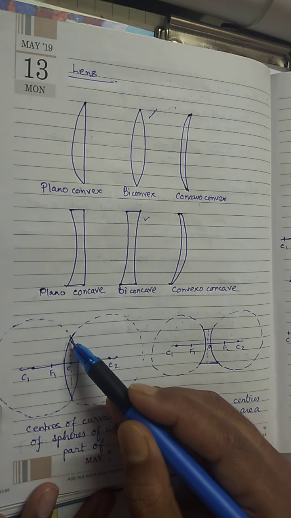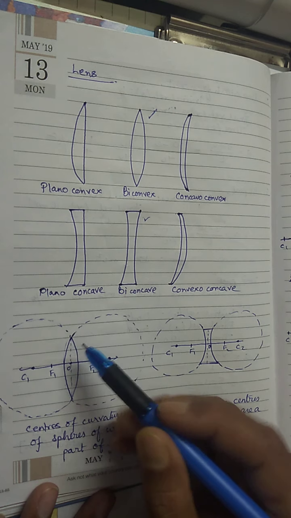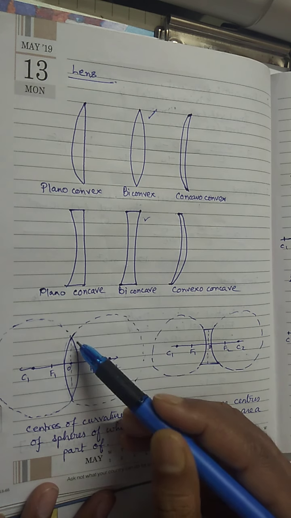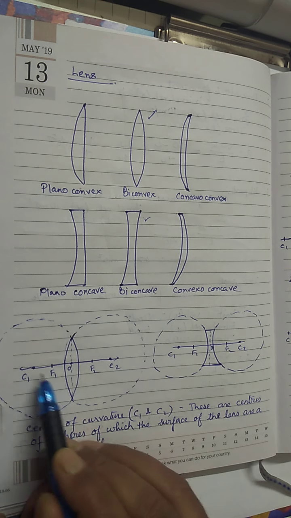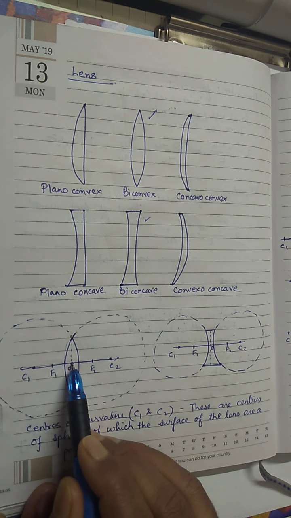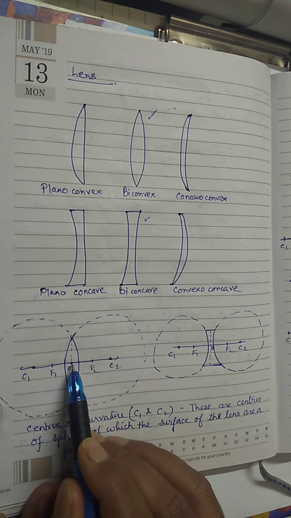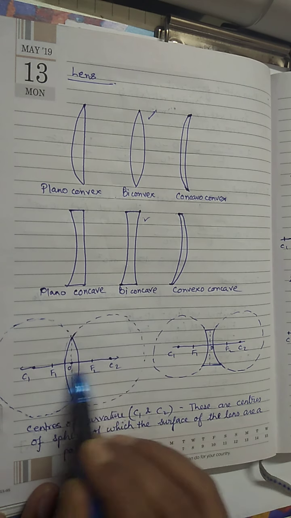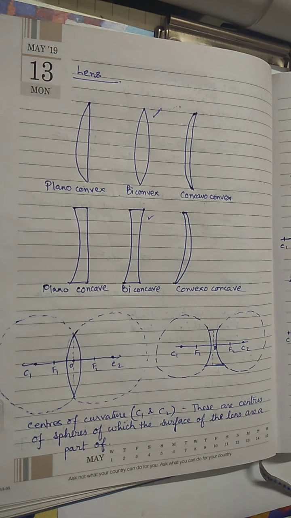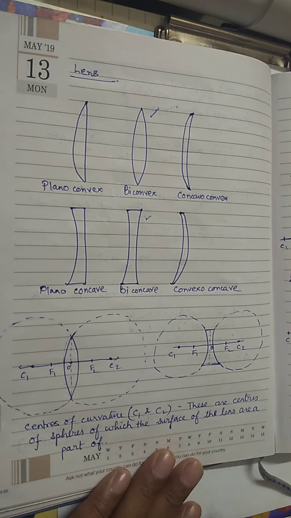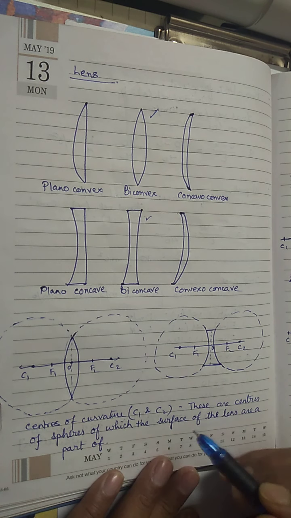Now, generally we take uniform lens. Uniform lens means where both the surfaces have equal curvature. So the distance of the midpoint of the lens to C1 and the midpoint of the lens to C2, both the distances will be the same. So these are quite uniform lens. We consider the lens to be uniform. They may not be uniform, but that is out of purview of our discussion.